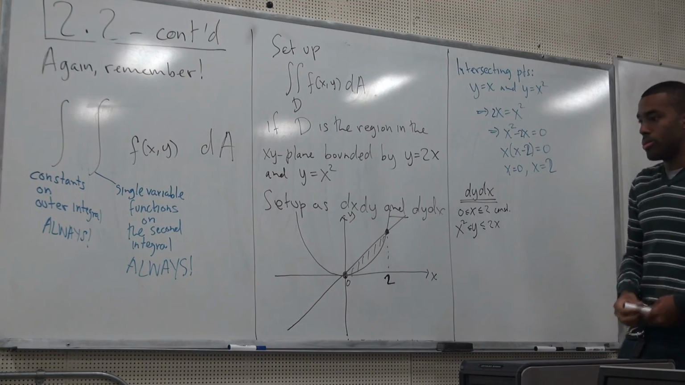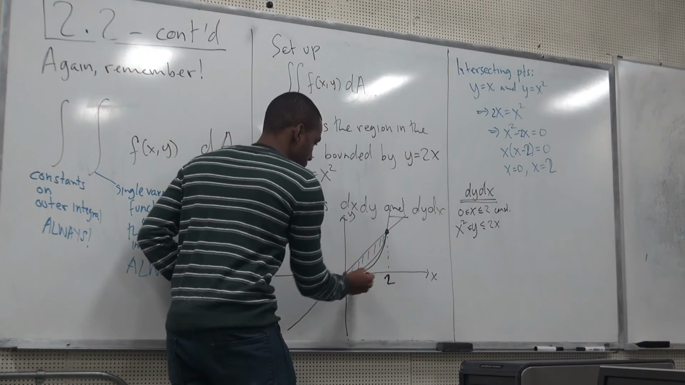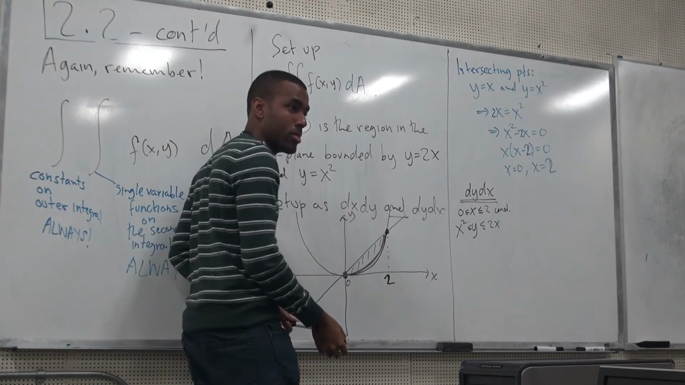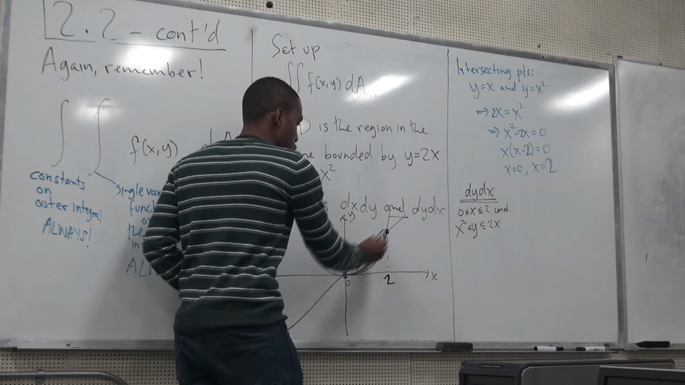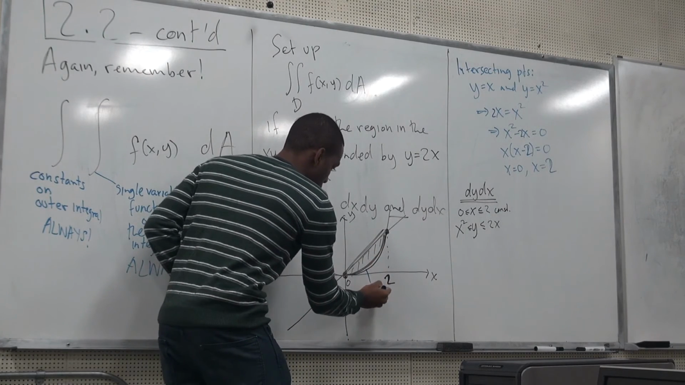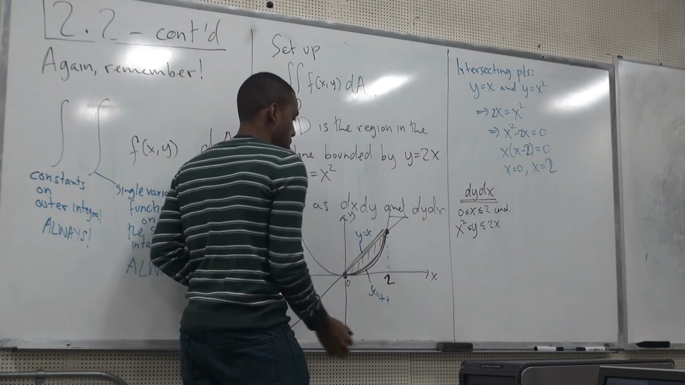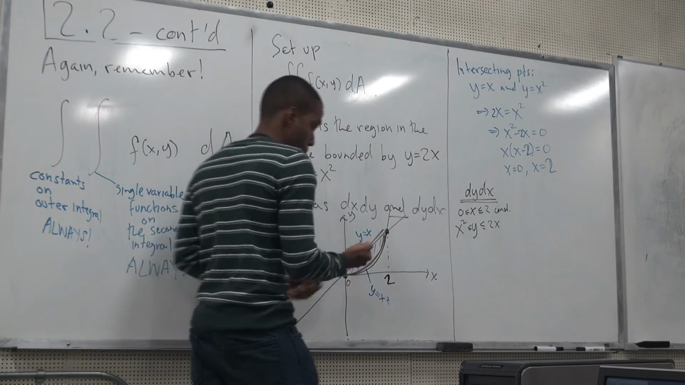How do I know? In my picture, who is on the bottom? The parabola is on the bottom. Who's on the top? The straight line is on the top, right? This is the function y equals x squared. This is the function y equals x. This is bottom, that's top.